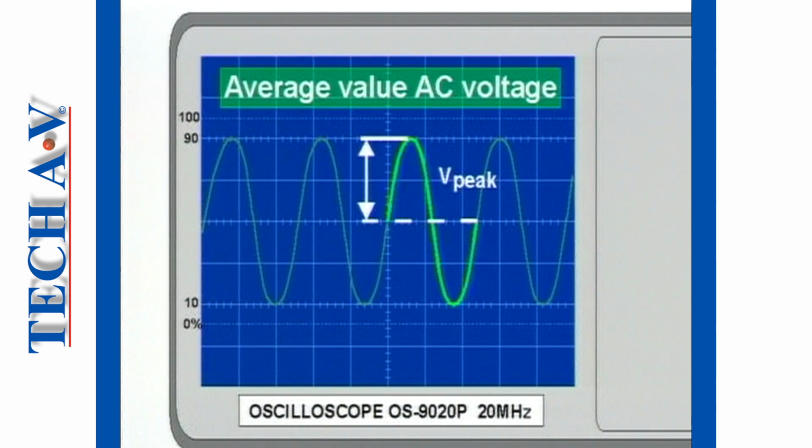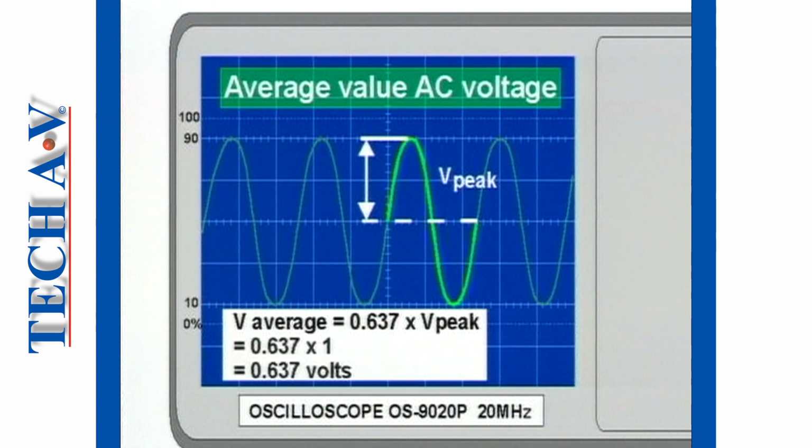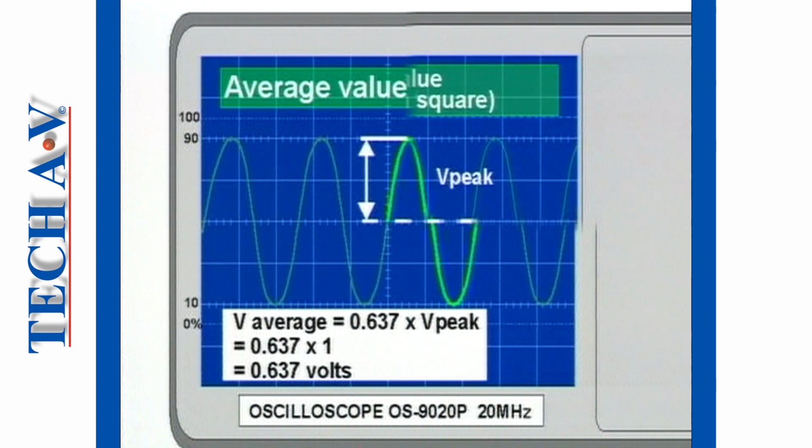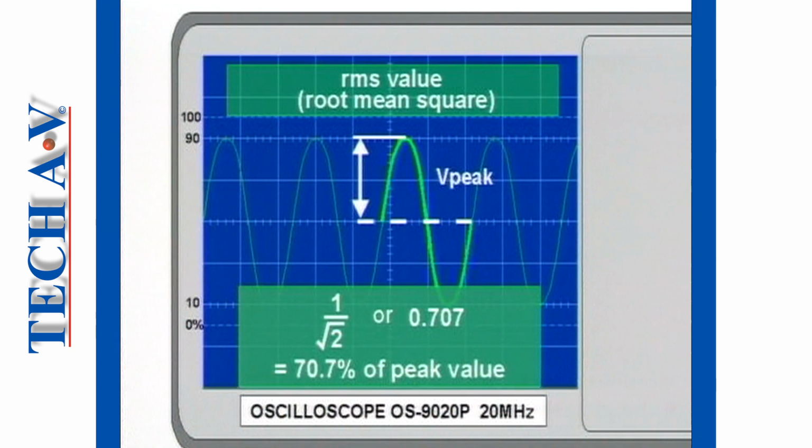Finally, the average value of the AC voltage is calculated as 63.7% of the peak value. The calculation is 0.637 times 1, which equals 0.637 volts. This value, although useful to know, is seldom required. The RMS value is the most significant measurement of circuit analysis and performance.